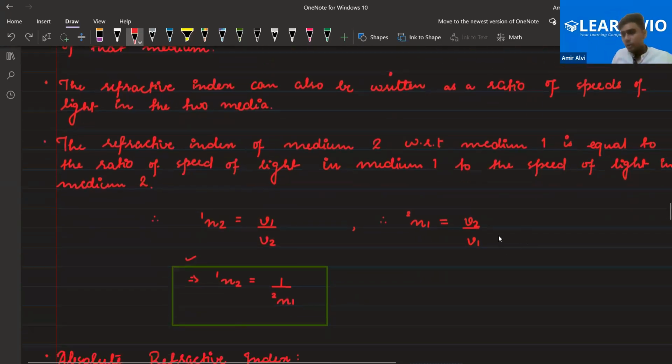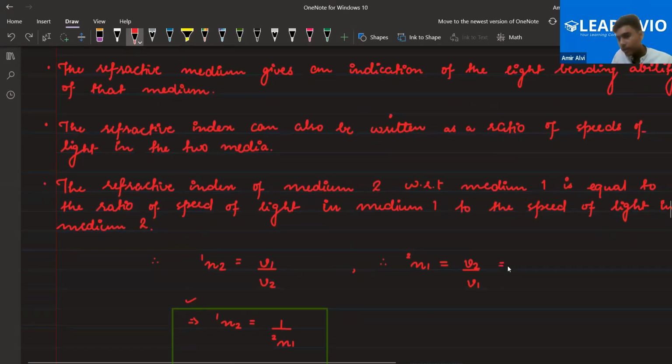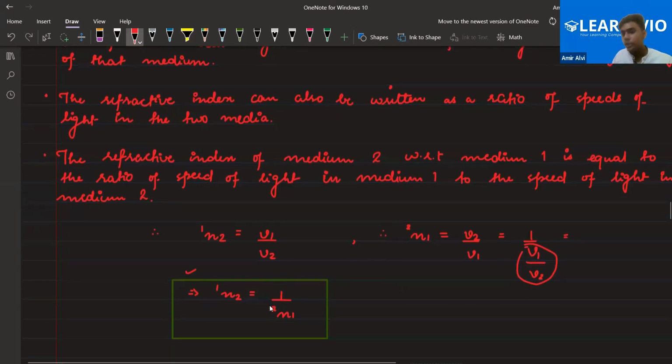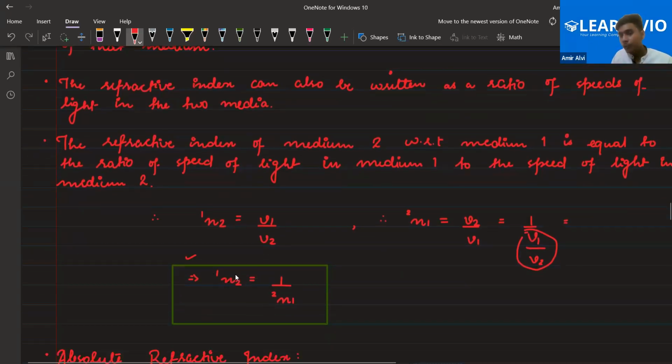Look, can I write this thing as 1 by V1 by V2? This is a double division, so this will go in the numerator. So can I take V2 in the denominator? Tell me, Arish and Junaid, can I take it or not? Look, this is nothing but the refractive index of medium 2 with respect to 1. So that's how the relationship is obtained: the refractive index of medium 2 with respect to 1 is just the reciprocal of the refractive index of medium 1 with respect to 2. Is this clear to all of you?